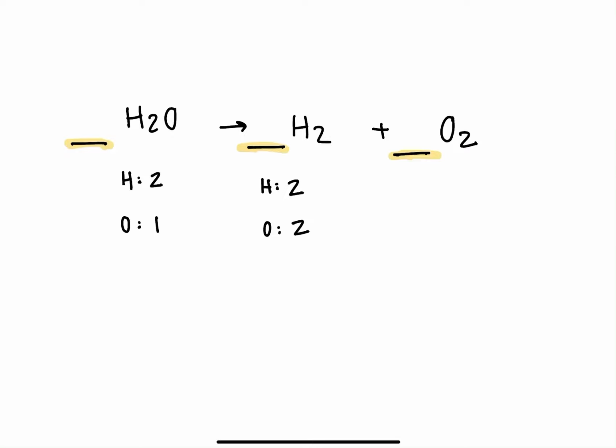So right now, since there are no coefficients in front of each element, we could assume that they're 1, but that wouldn't make this balanced because then that means that we have 2 H's on the left and 2 H's on the right, which is balanced. But we only have 1 oxygen on the left and there are 2 oxygens on the right. So technically, this is not balanced. Now, what can we do?